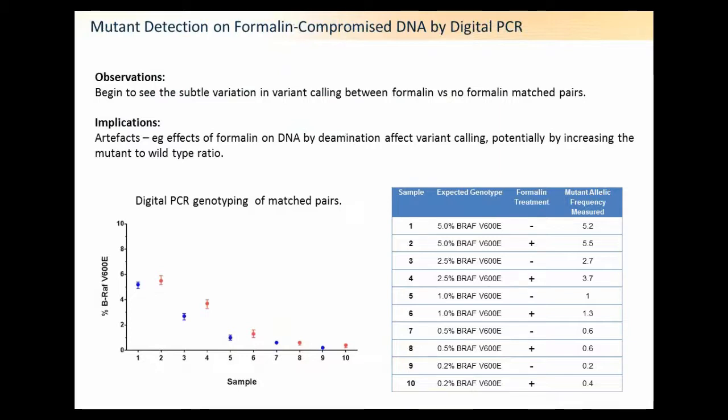And we've prepared a matched pair of either formalin-treated or non-formalin-compromised DNA. So in blue you can see the mutant allelic frequencies detected by digital PCR on the non-compromised, and in red on the compromised DNA references. And what I hope you can appreciate is that we see an artificial slight increase in digital PCR mutant detection due to the formalin.